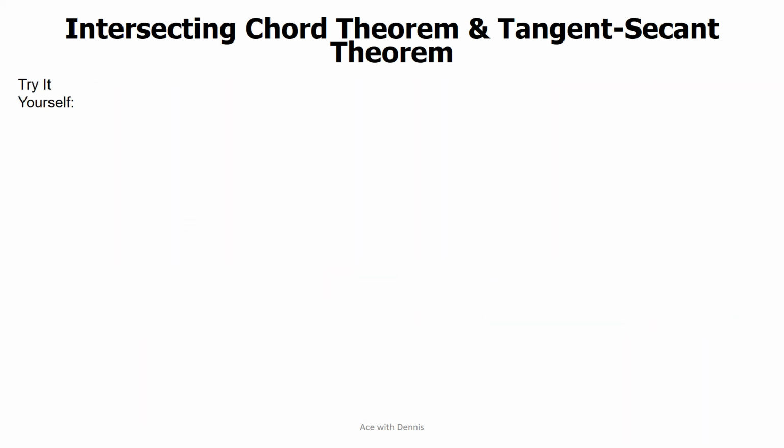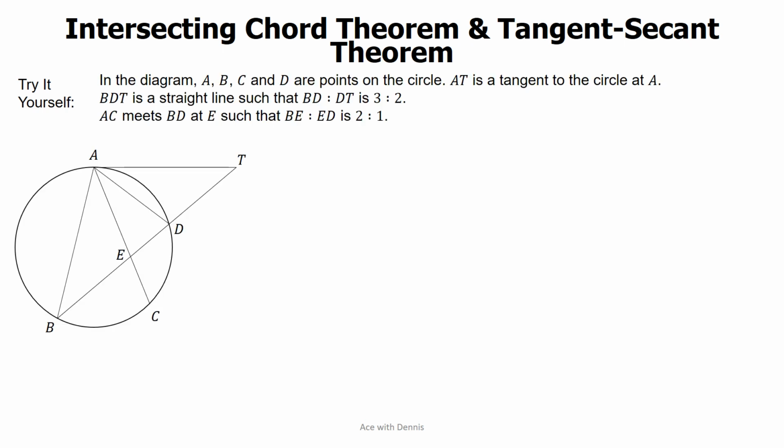Now you can try this example yourself. In the diagram, A, B, C, and D are points on the circle. AT is a tangent to the circle at A. BDT is a straight line such that BD to DT is 3 to 2. AC meets BD at E such that BE to ED is 2 to 1.